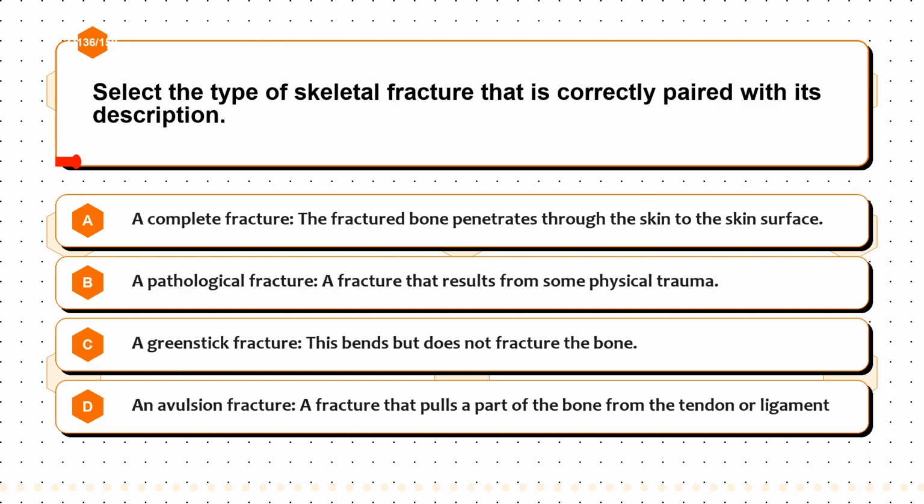Question 136. Select the type of skeletal fracture that is correctly paired with its description. Here are the options. Option A, a complete fracture. The fractured bone penetrates through the skin to the skin surface. Option B, a pathological fracture. A fracture that results from some physical trauma. Option C, a greenstick fracture. This bends but does not fracture the bone. Option D, an avulsion fracture. A fracture that pulls a part of the bone from the tendon or ligament.